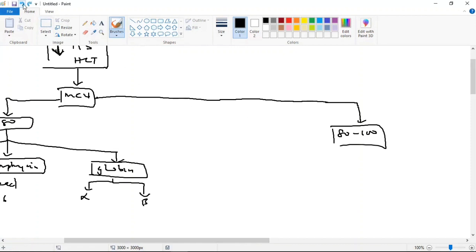Before I even talk about those three mechanisms, I can further divide those mechanisms using reticulocyte count. Reticulocyte is important in normocytic anemia. So I can check reticulocyte, because reticulocyte tells me about bone marrow function. That's what it tells me.